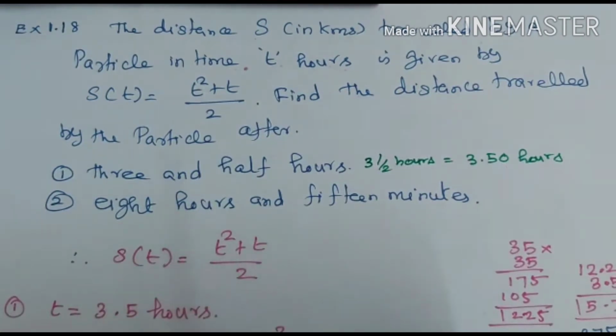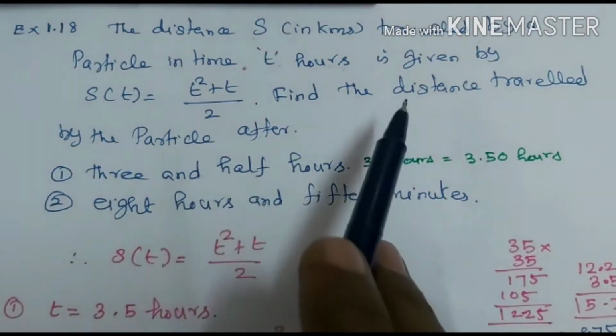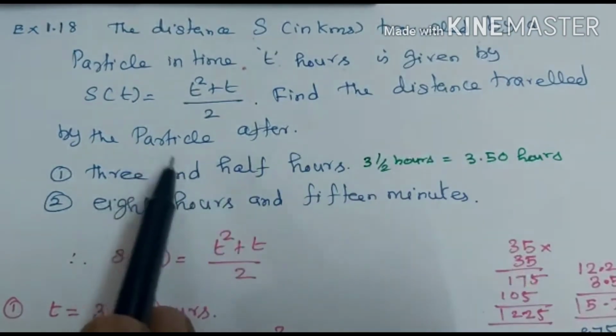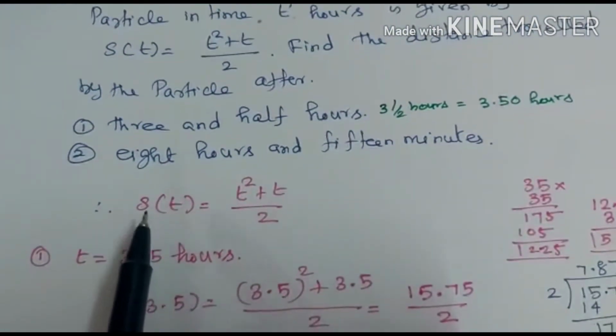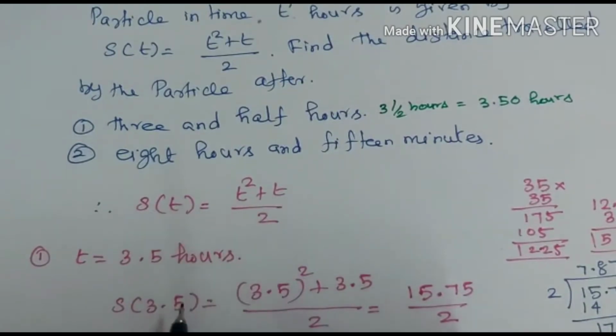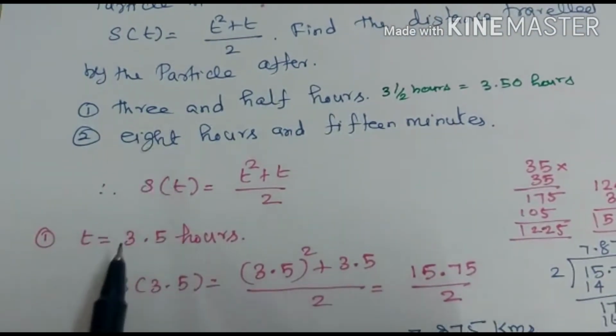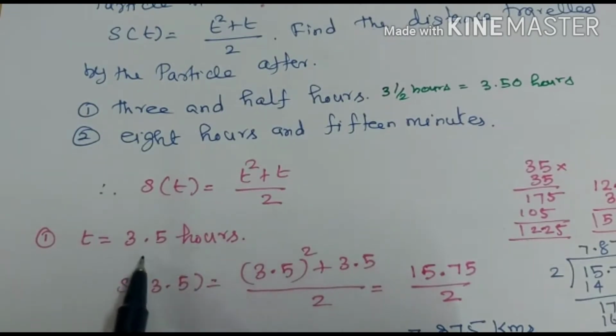So first, find the distance traveled by the particle after 3.5 hours. What is the formula given? S of t equals t squared plus t by 2. What is the time given in this question? 3.5 hours.